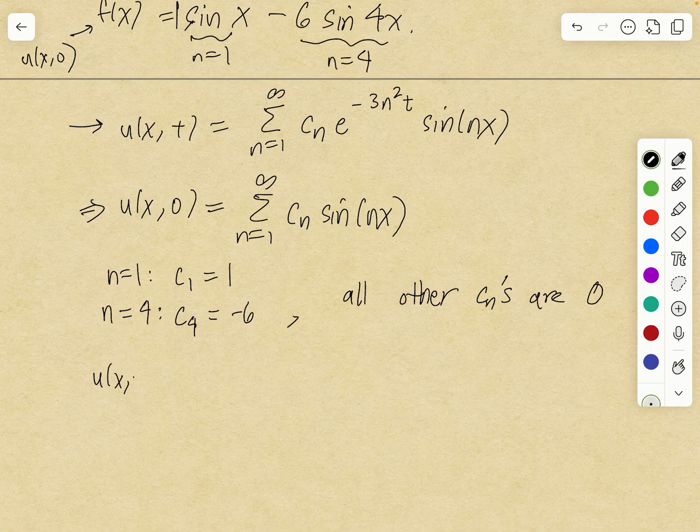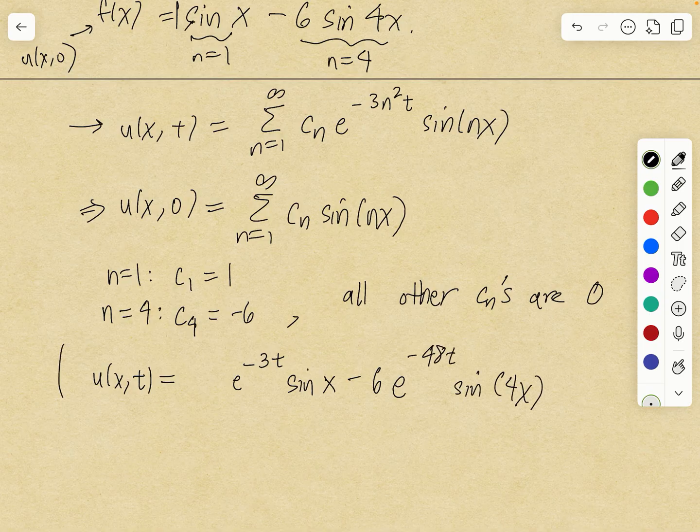So once we have that, we can use our u of x,t equation there. So u of x,t equals, so let's write down the n equals 1 term. It's going to be c1, which is 1, times e to the minus 3 times 1 squared, that's 1, t sine 1x, so that's sine x. Okay, that's the n equals 1 term. And then we have the n equals 4 term. So c4 is negative 6, so minus 6 e to the minus 3 times 4 squared t. So 4 squared is 16 times 3 is 48, so negative 48t, and then sine 4x. And that's the answer.